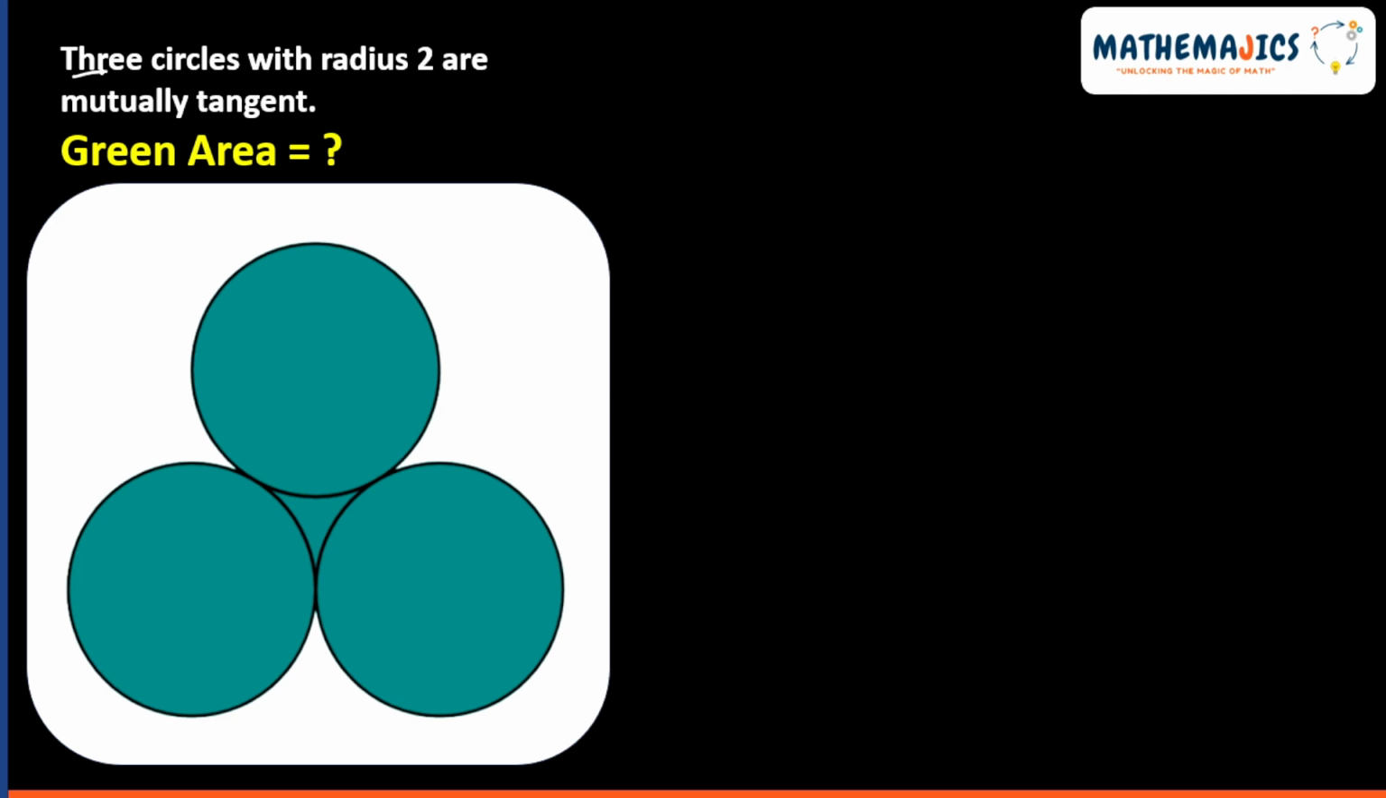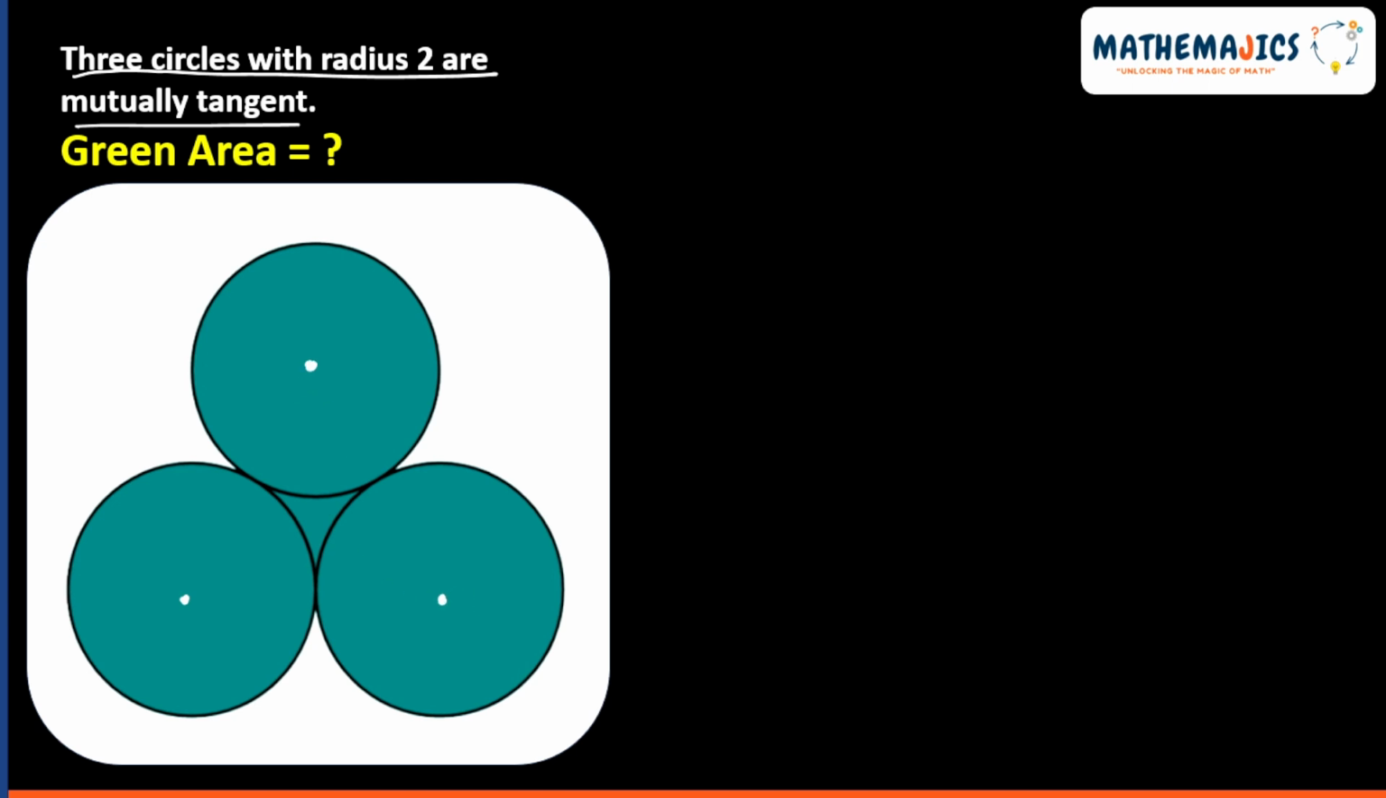In this question, we are given three circles with radius 2 that are mutually tangent. What does it mean by mutually tangent? Let's understand this. First, let's mark three centers of these three circles. So these three circles are tangent to each other.